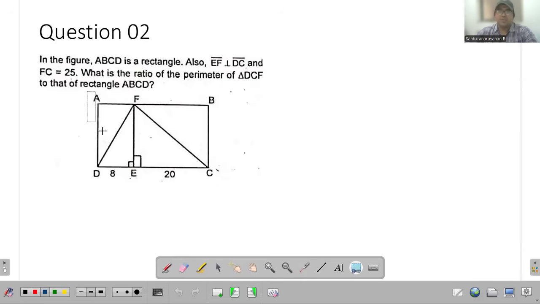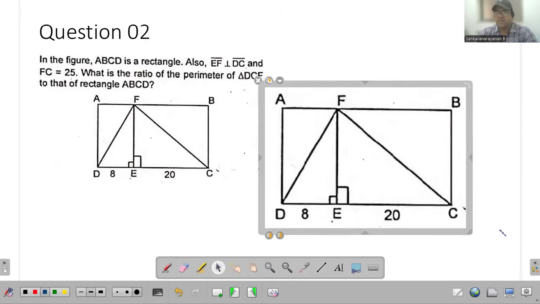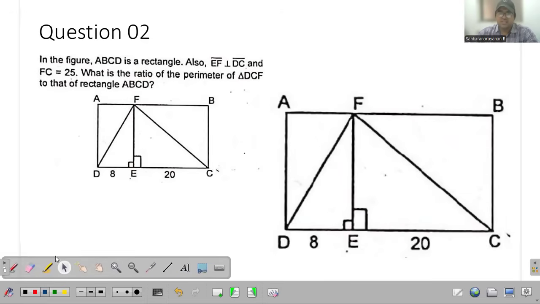Okay, so let me take this diagram that is given here. Let me present it in an enlarged way. Let me zoom this. So we can just consider, I shall mark the distances that are given. It is given that DE is 8 units and this is 20 units. So that gives me the length of this given rectangle.